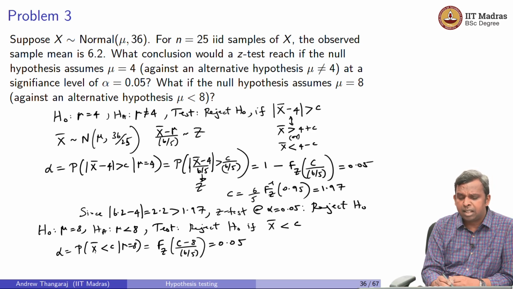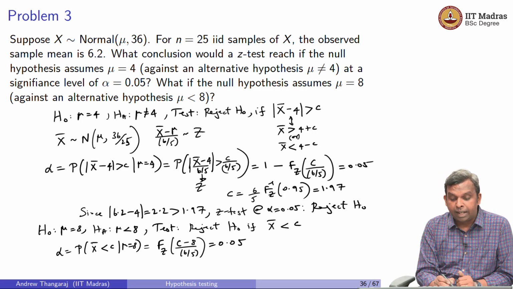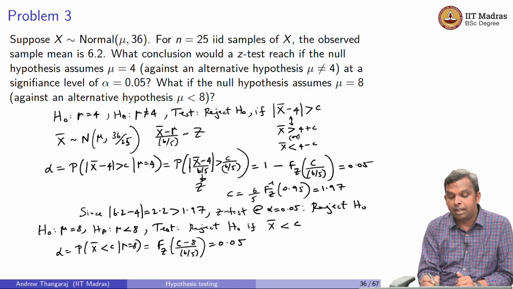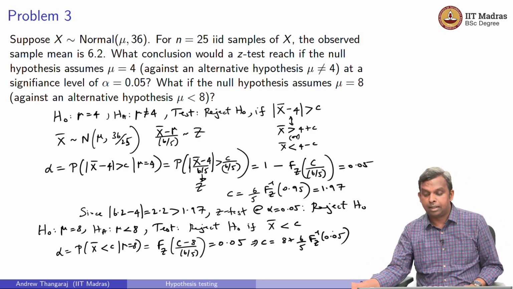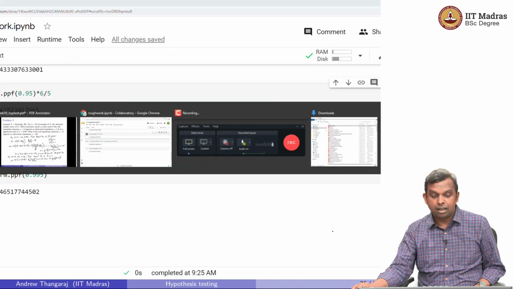So notice how things change when you go to the left-sided testing. X bar has to be less than C given mu equals 8. For mean 8, x bar minus 8 by 6 by 5 is a standard normal, and if it is less than C, it is just C minus 8 by 6 by 5. So this probability is the same as Fc evaluated at that, equal to 0.05. So this will mean that C is equal to 8 plus 6 by 5 times Fc inverse of 0.05, it is not 0.95. Notice how this has changed in sign and in difference.